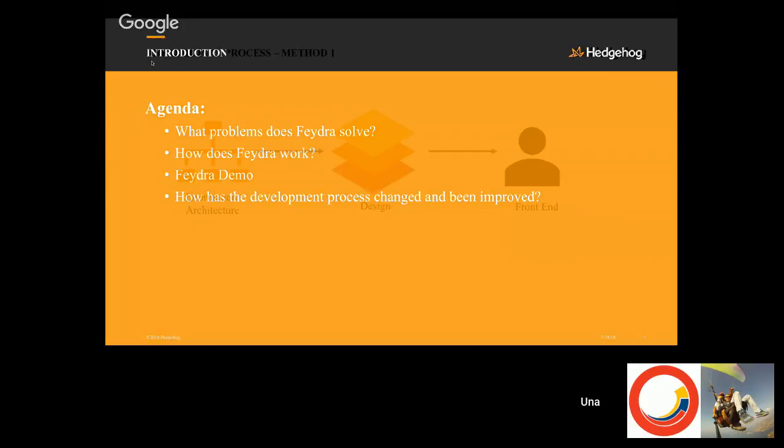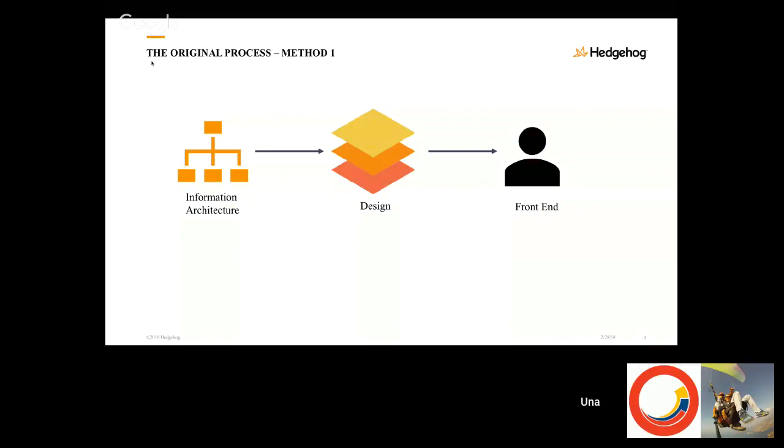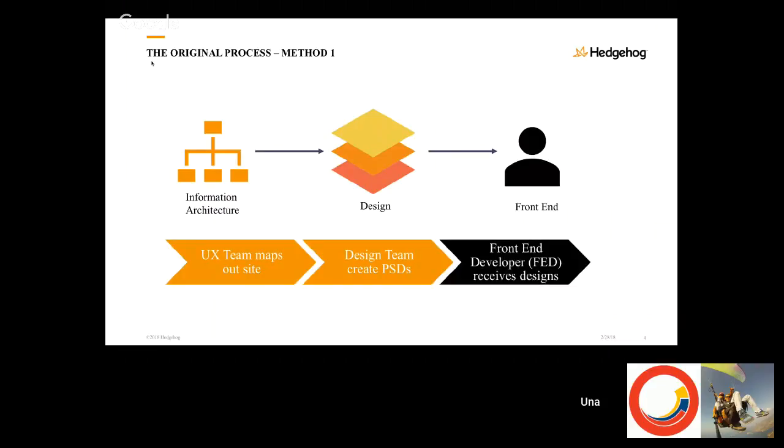So let's discuss the processes. What usually happens when we get a Sitecore project? Every Sitecore project always starts with a design. First we have the UX team, which is going to map out the entire website and hand it over to the design team, who are going to create the PSD files or something else. When they're done with that, all those files are handed over to the front-ender.